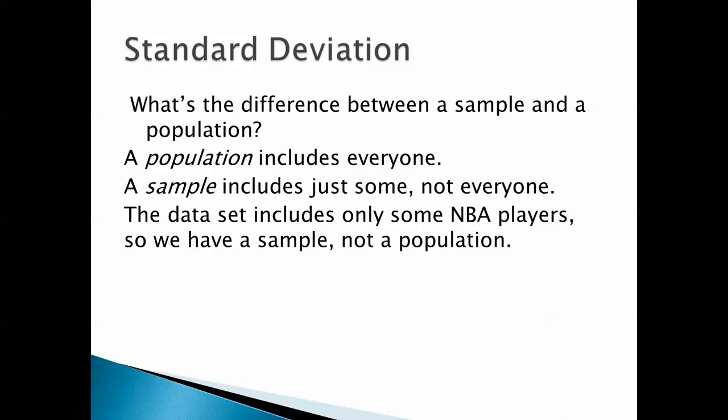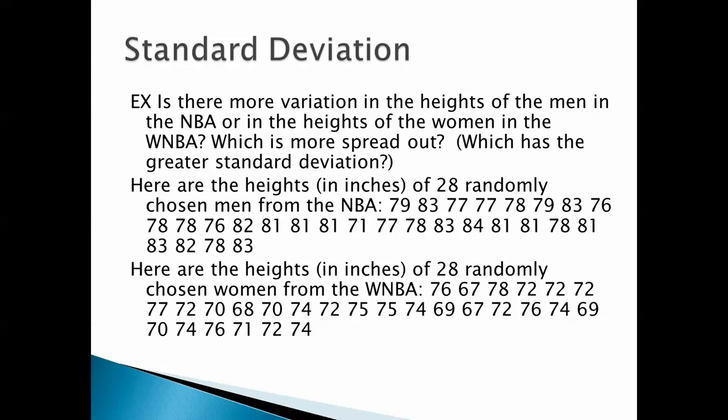The data set we're going to look at includes only some NBA players, so we have a sample, not a population. Is there more variation in the heights of the men in the NBA or in the heights of the women in the WNBA? Which is more spread out? Which has the greater standard deviation? Here are the heights in inches of 28 randomly chosen men from the NBA. 79 inches, 83, 77, 77, 78, and so on, all the way up to 83 inches.